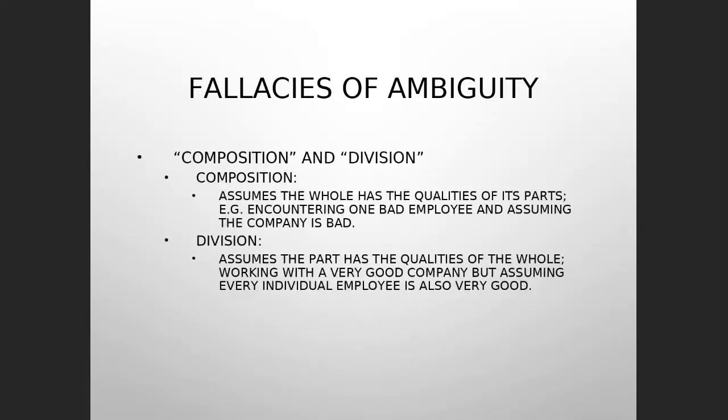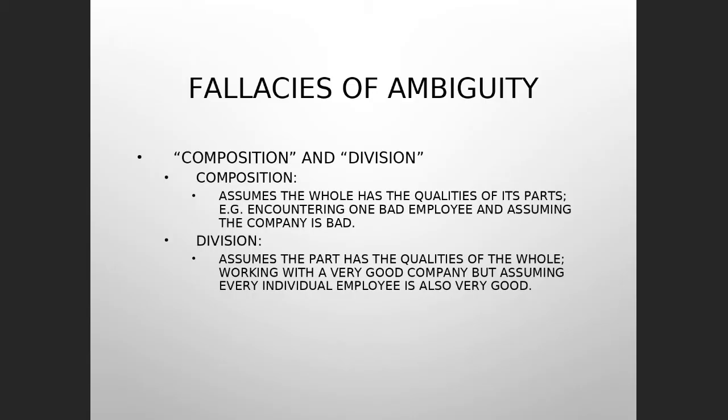The final one is composition and division. Again, they're in pairs because they're kind of opposite versions of the same thing. Composition assumes the whole has the qualities of its parts. So let's say you go to a store, you meet one nasty, rude, bad employee, and you assume the whole company is bad. That's a completely natural thing to feel. We've probably all been through that before. But actually, the company could be pretty good. Maybe that one person is a jerk or had a bad day.